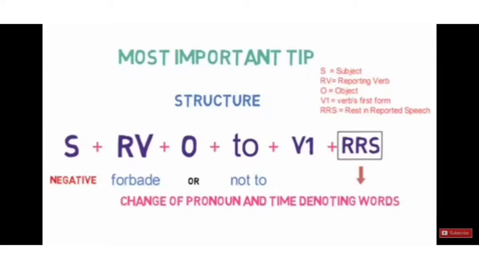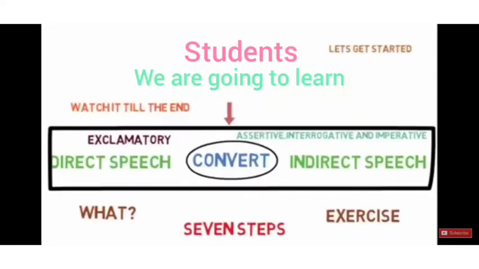Remember to change the pronoun and time denoting word in the remaining part of the reported speech. And also remember, we can use not to when the reported speech is in negative form, or forbade. Note this structure. You won't find any difficulty in converting direct speech to indirect speech for any imperative sentence. Students, I hope you are all very clear.